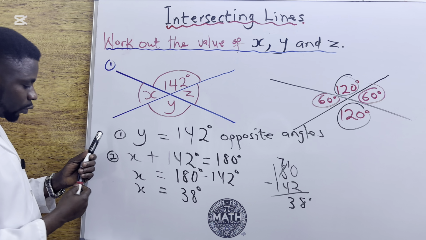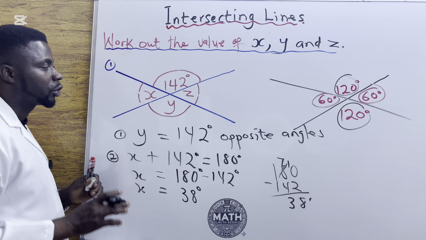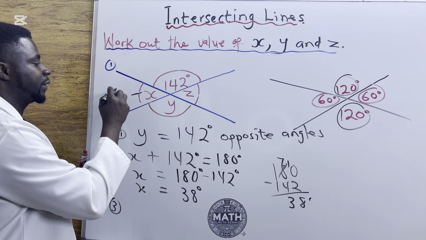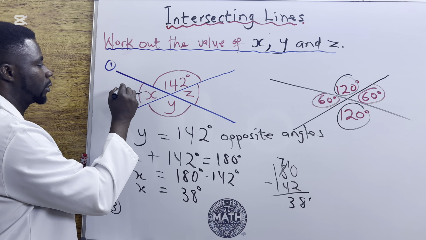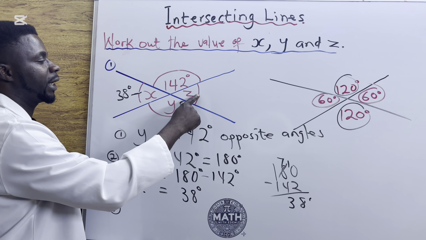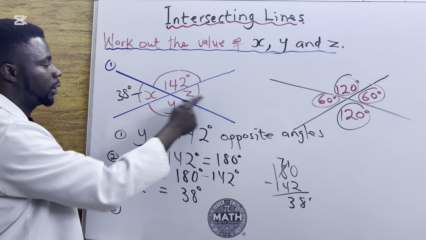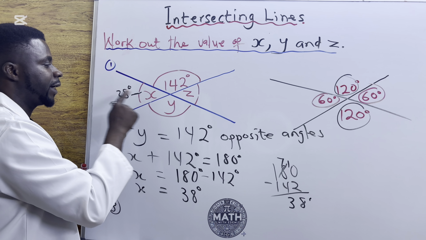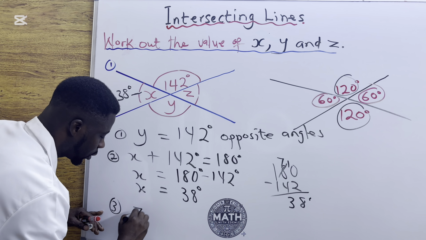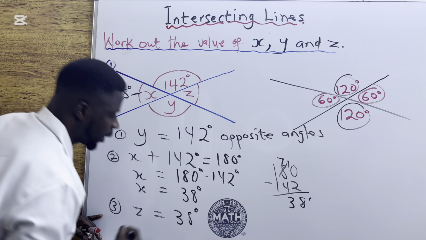Now let's go to the last one, number 3. If the value of angle x is 38 degrees, then you realize that the angle x and the angle z are also opposite angles. Angle x is 38, so z will also be 38. So our z is equal to 38 degrees.